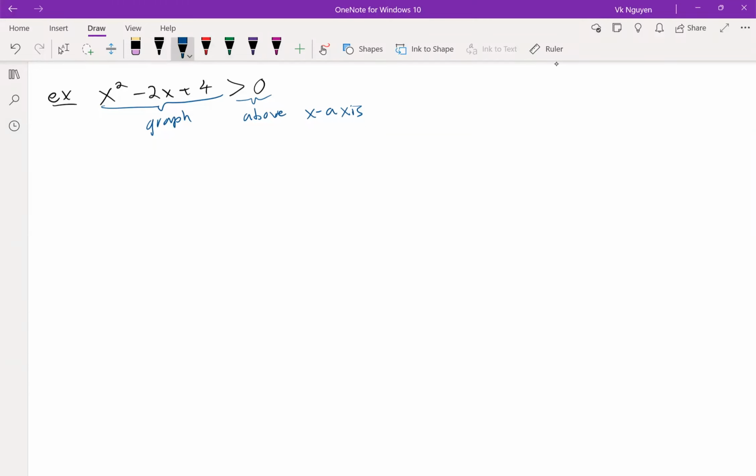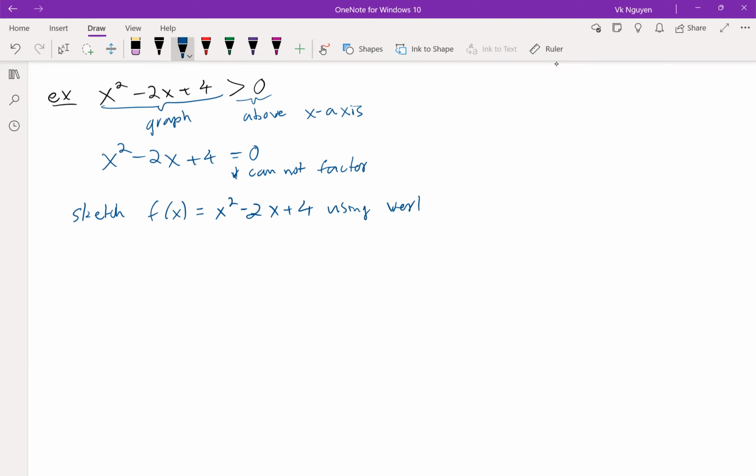We have to figure out the output of this function to see if it has any zeros by setting x squared minus 2x plus 4 equal to 0. Unfortunately, we cannot factor. So we have to use another way to sketch the graph, right? We can sketch f of x equal x squared minus 2x plus 4 using the vertex.